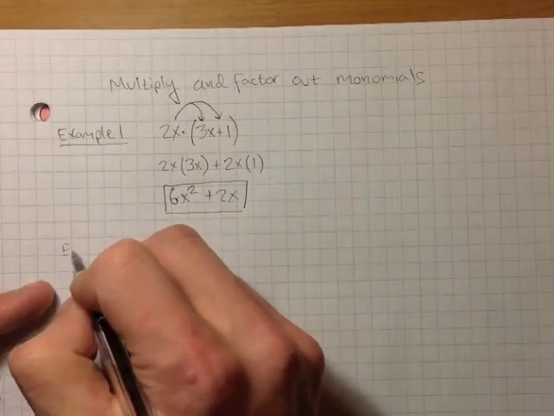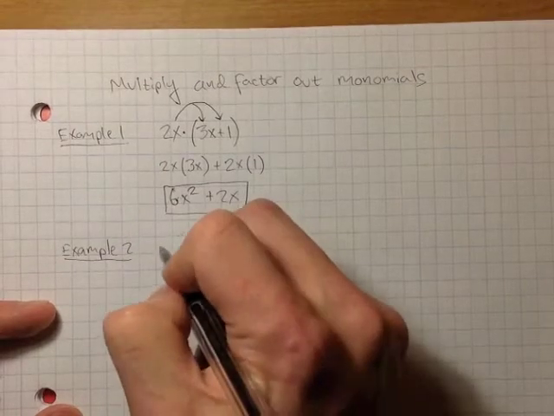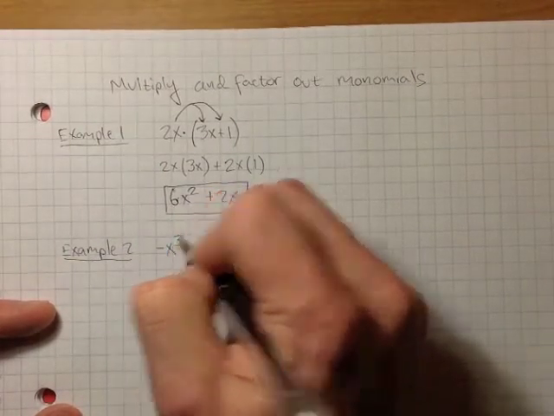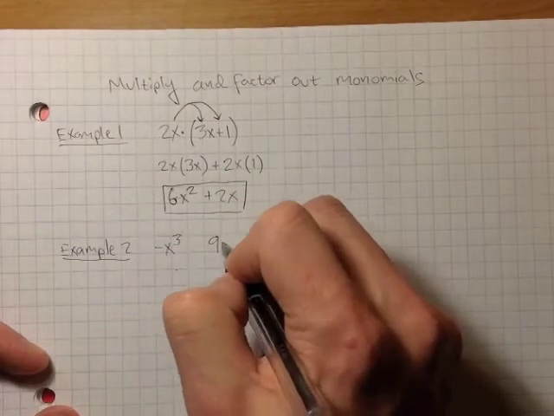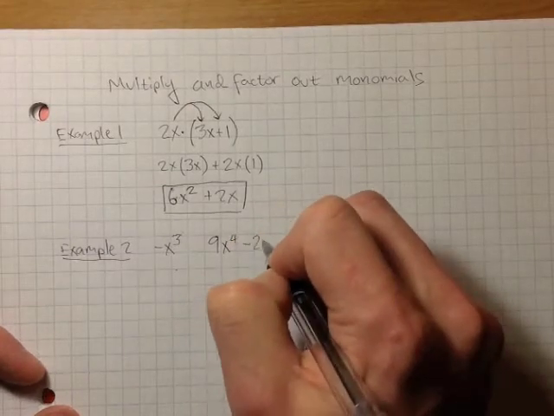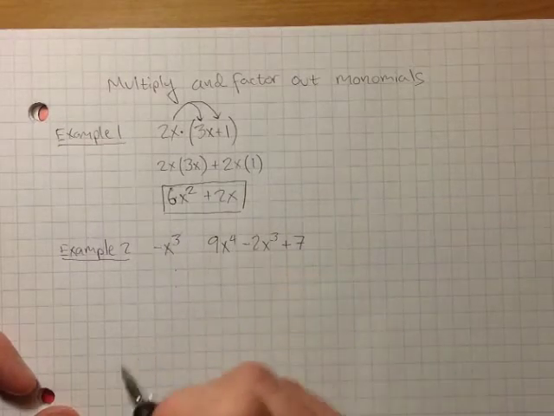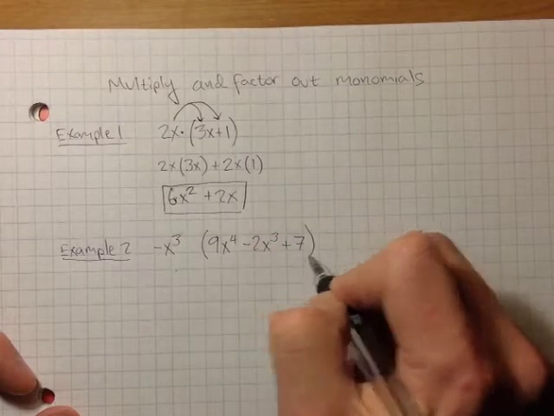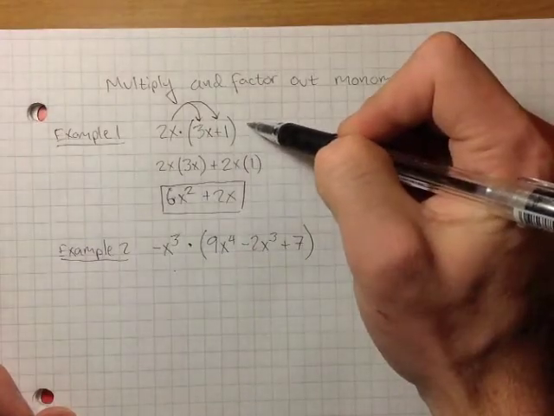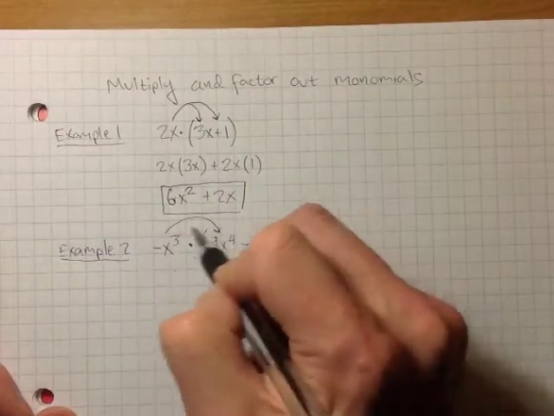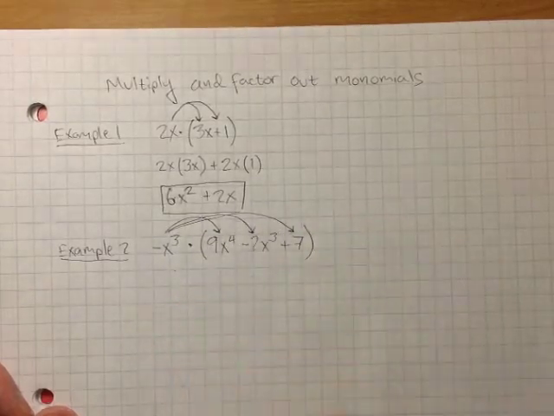Let's look at a slightly more challenging example. What if our monomial was negative x cubed? And we wanted to multiply that monomial by this trinomial, 9x to the 4th minus 2x cubed plus 7. Okay? So in order to multiply these two, we need to wrap the trinomial in parentheses, have the multiplication sign here. Okay? Again, just like in the first example, we need to distribute the monomial to each term inside the parentheses.